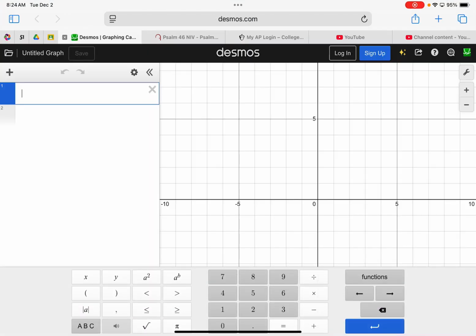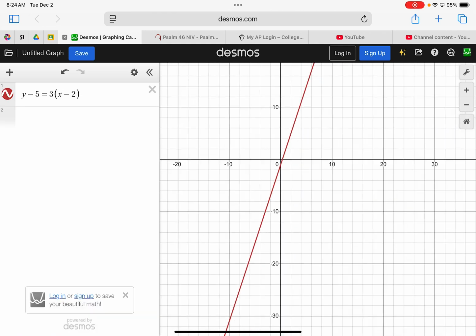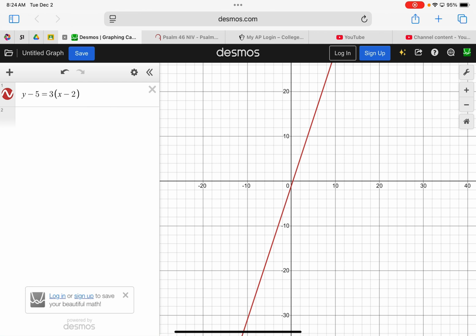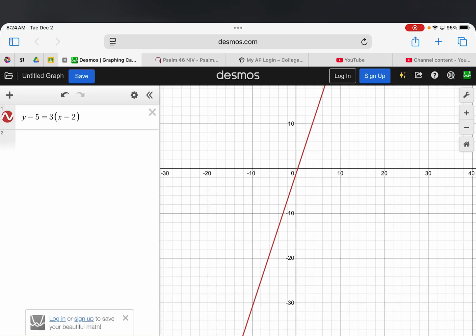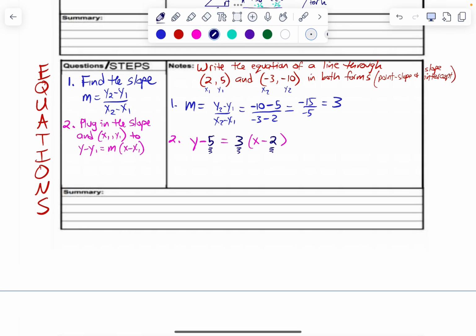Desmos. So y minus 5 equals 3 times x minus 2 in parentheses. So there's a line right there. Okay? It's a line. We don't have to have it in point-slope or in slope-intercept form. You could stop there. For my sake, if I say write an equation of a line, you can stop there and I'm perfectly happy.